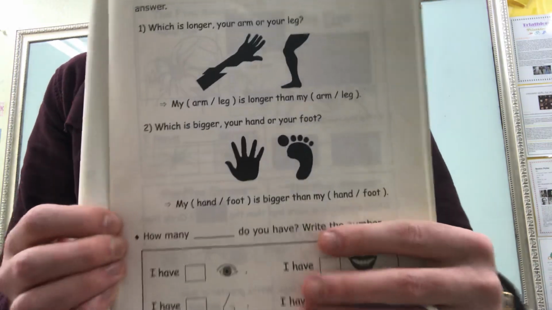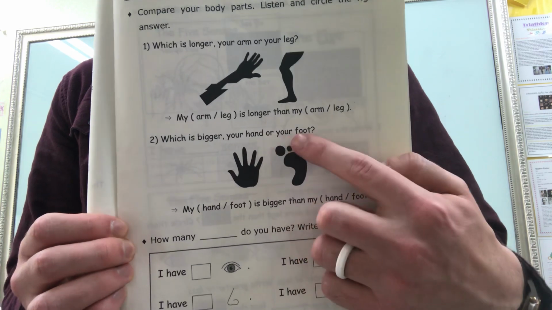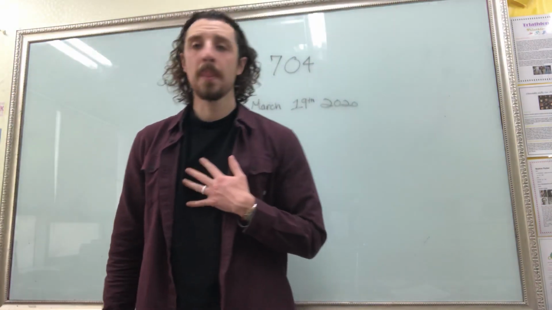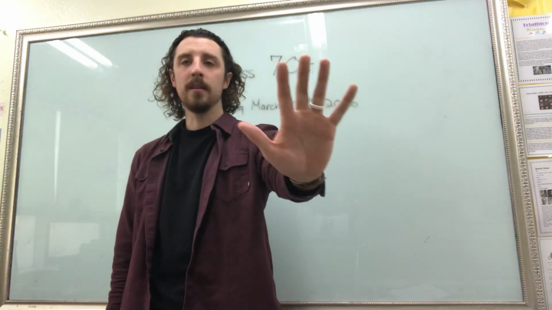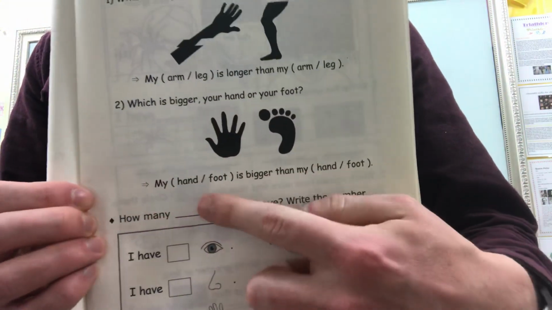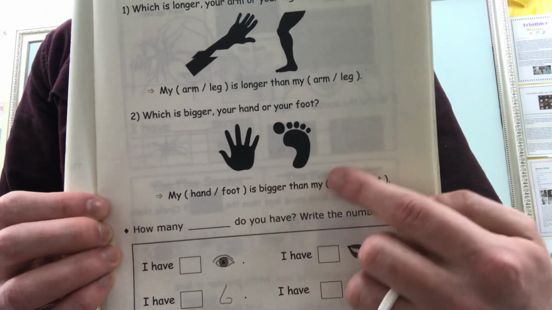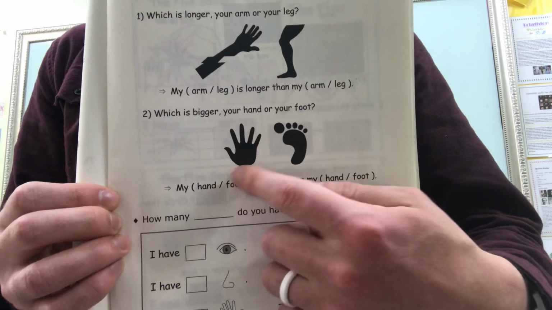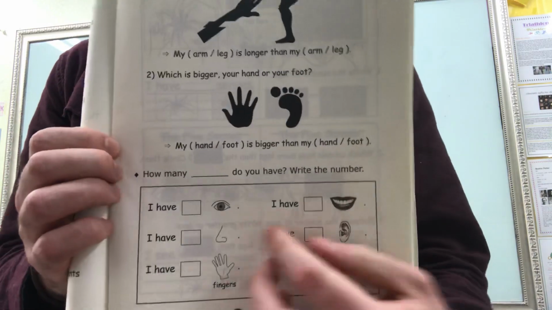Okay? Let's try number 2. Which is bigger, your hand or your foot? Well, for me, my foot is bigger than my hand. So, for this one, we're going to circle my foot is bigger than my hand. All right, so make sure you do this one, and then we're going to move on. So pause if you have to.